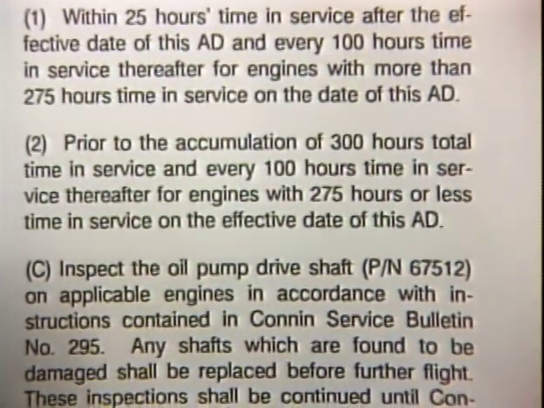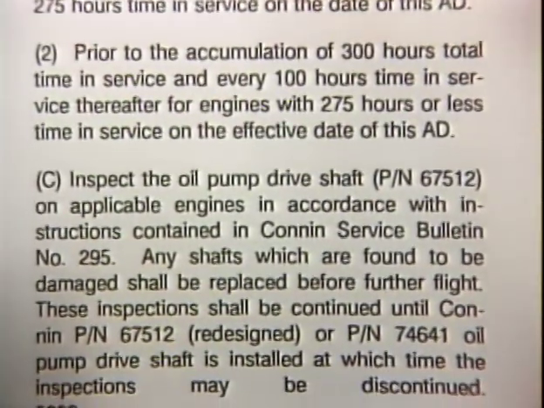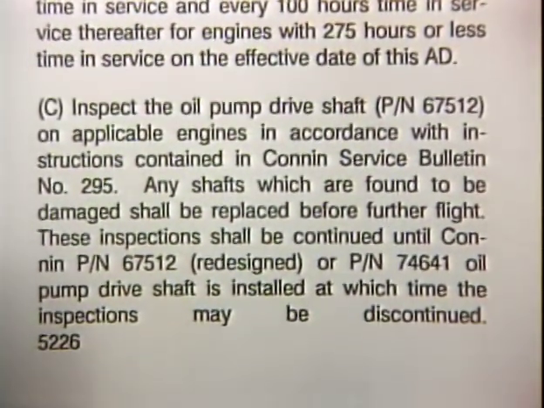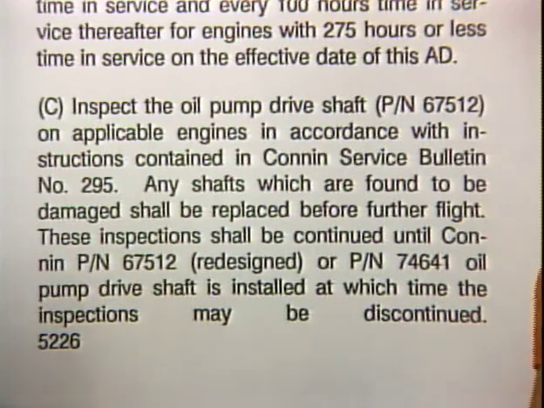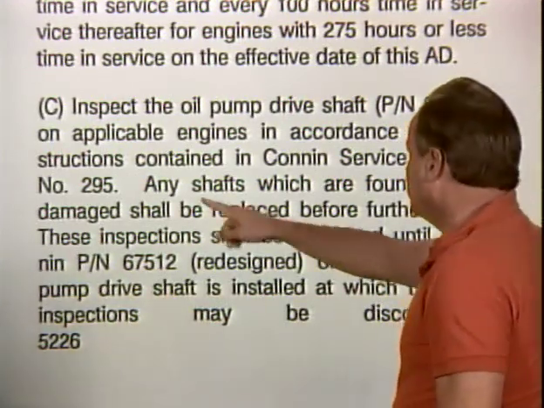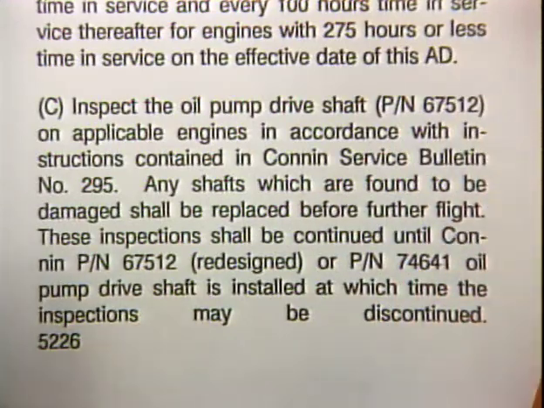Well, yes, we do, because this is what you do when you comply with it. It says inspect the oil pump drive shaft, that's part number 67512, on applicable engines in accordance with the instructions contained in the Conan Service Bulletin number 295. We are assuming this happens to be a Conan brand engine. Any shafts which are found to be damaged shall be replaced before further flight. These inspections shall be continued until Conan PN 67512 redesigned or PN 74641 oil pump drive shaft is installed, at which time the inspections may be discontinued. Well, you know about that right now.